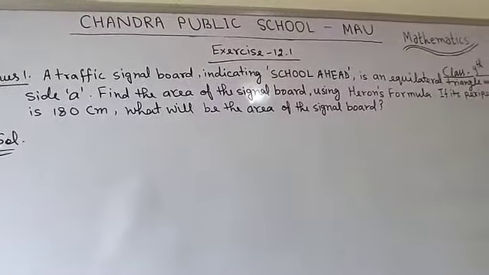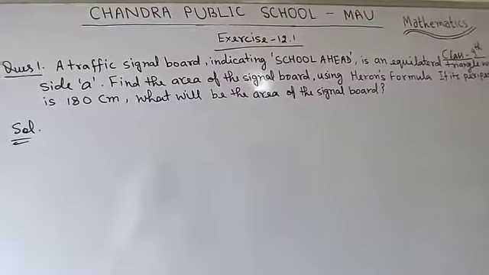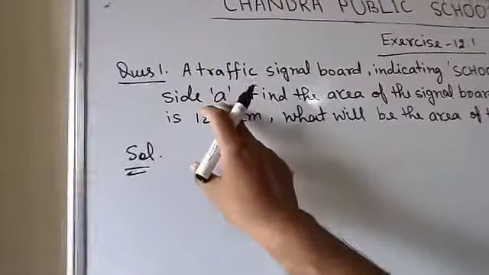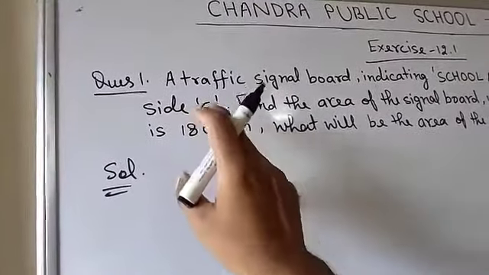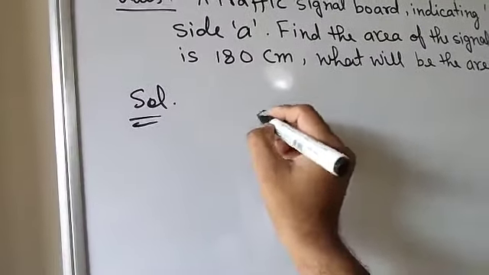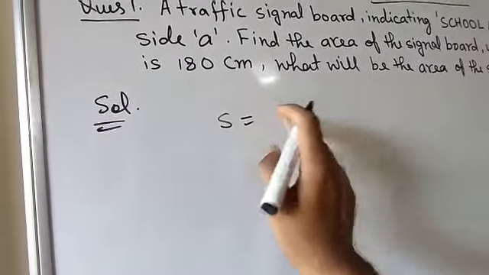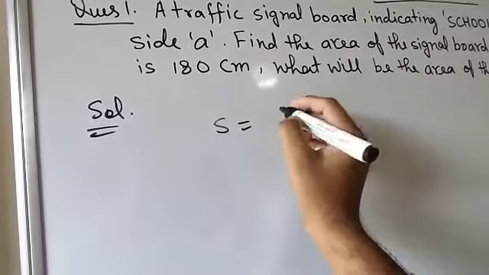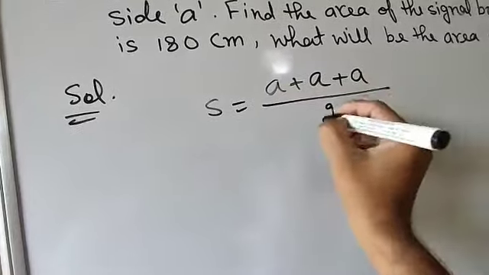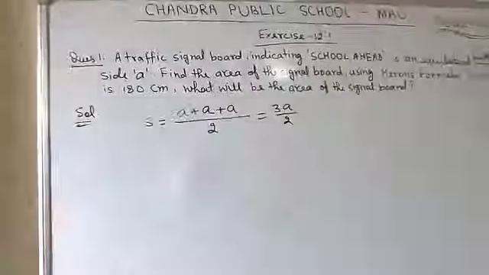So I had given one formula for the equilateral triangle, root 3 by 4 A square, but here you need to find that formula using Heron's formula. So here the equilateral triangle has all sides A. S equal to, whatever Heron's formula I had given, S equal to the sum of all the three sides divided by 2. So A plus A plus A by 2, that is equal to 3A by 2. So in Heron's formula S is used.